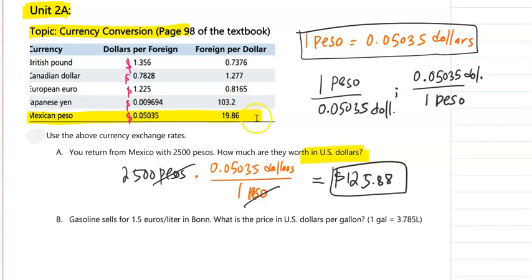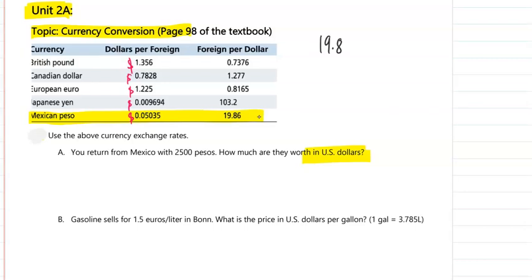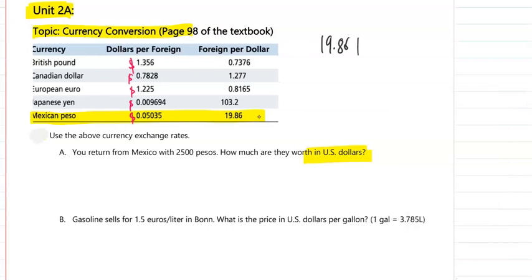Again, if you want to use the other equation from here, you can also do that. Let me use the 19.86 to find the answer. The foreign per dollar for Mexican peso is 19.86. What that means is 19.86 peso equals $1. That's what it means.